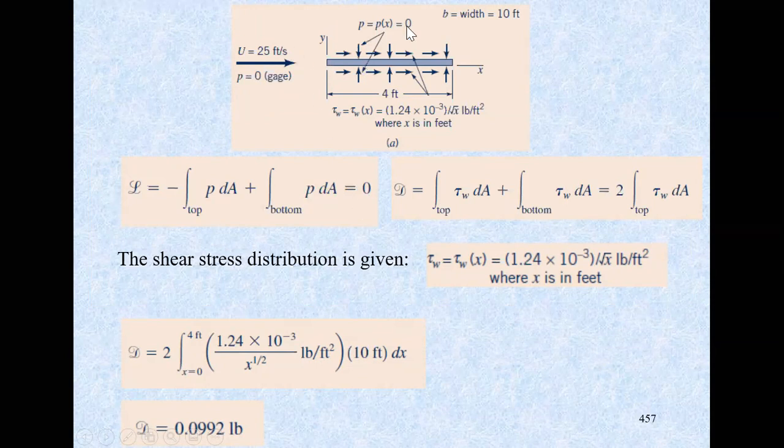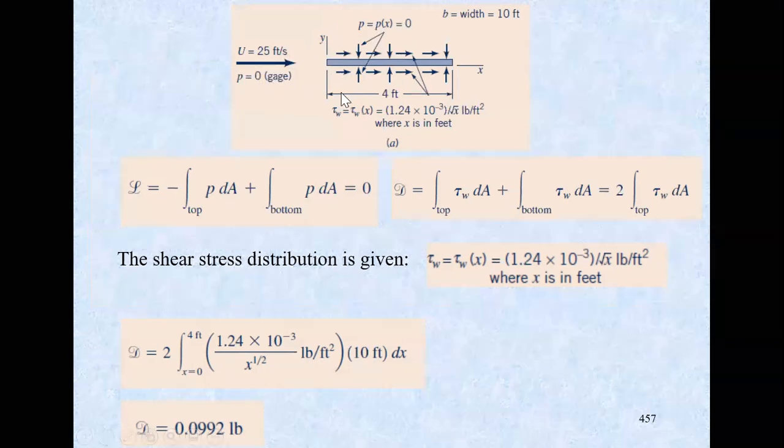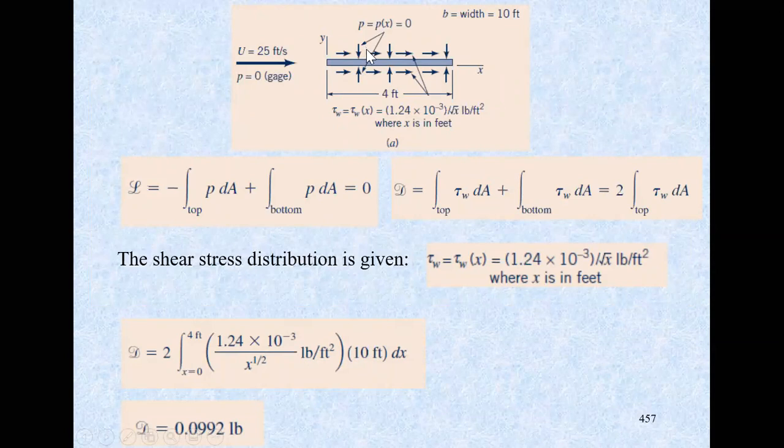Since we have the same velocity on top and at the bottom, and also the same pressures, then we have 0 lift. Okay, what about drag? Lift is the vertical direction force. What about the force in the flow direction, the horizontal one in our case? That's the drag. Drag is equal to the summation of the shear force on the top and the bottom, exactly. So we have top τw dA plus bottom τw dA.